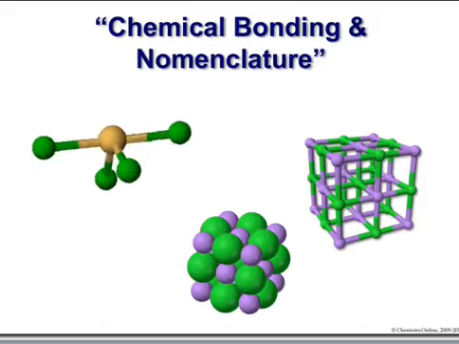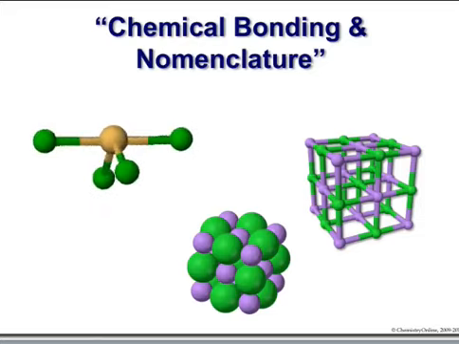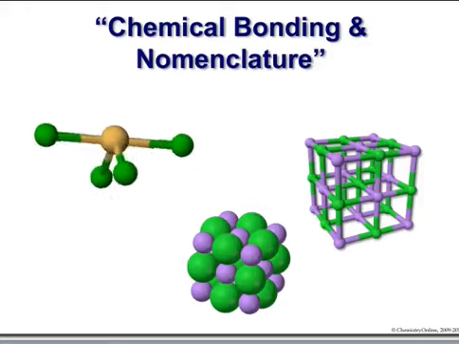This was an exception to the octet rule because sulfur, being in a third period, can accommodate more than 8 valence electrons. This one turned out to have 10.